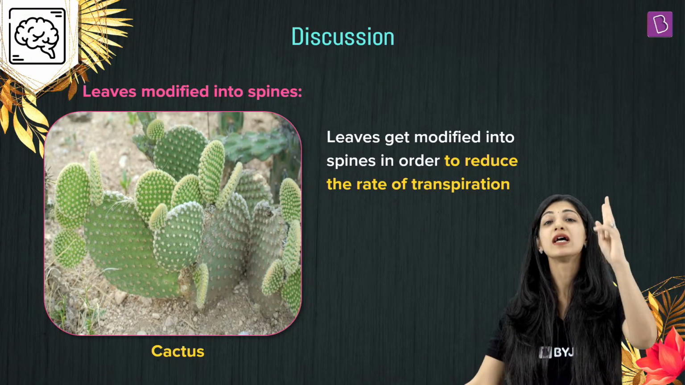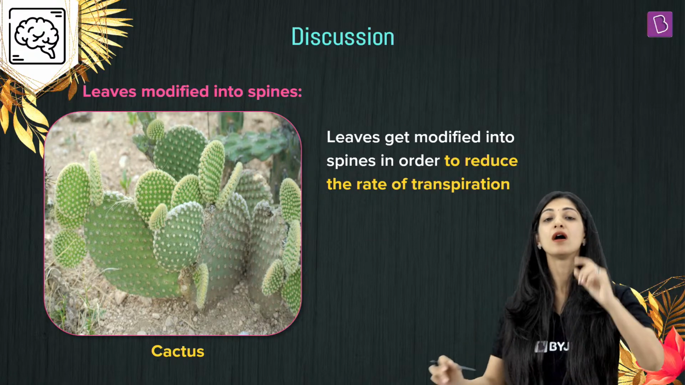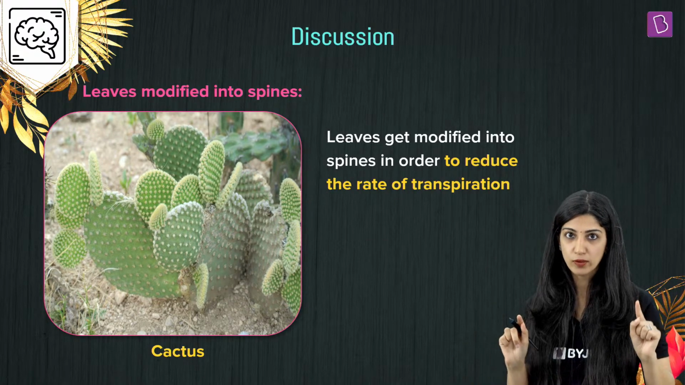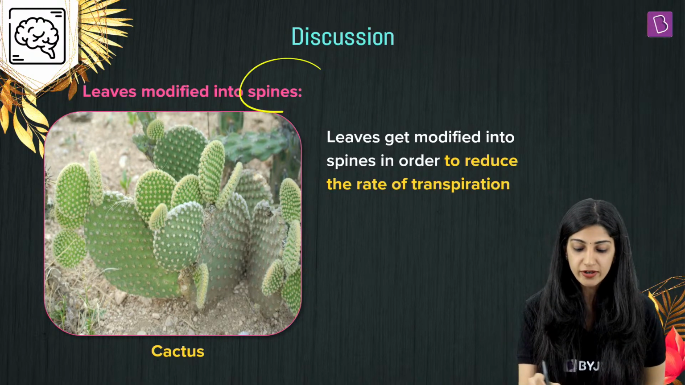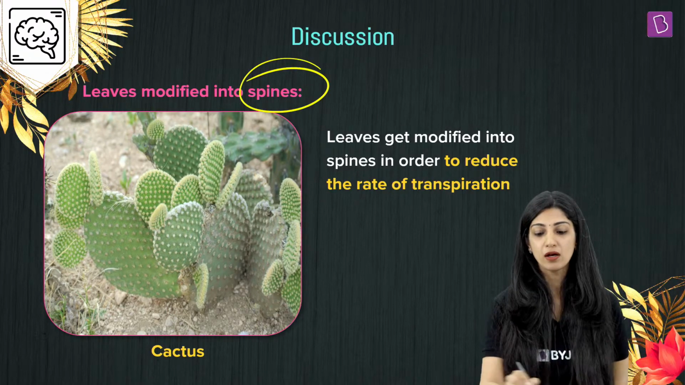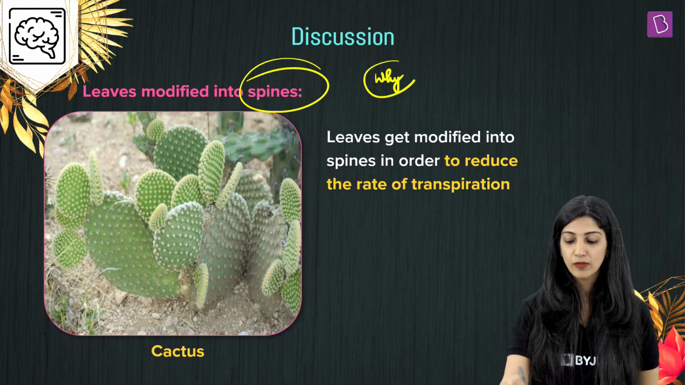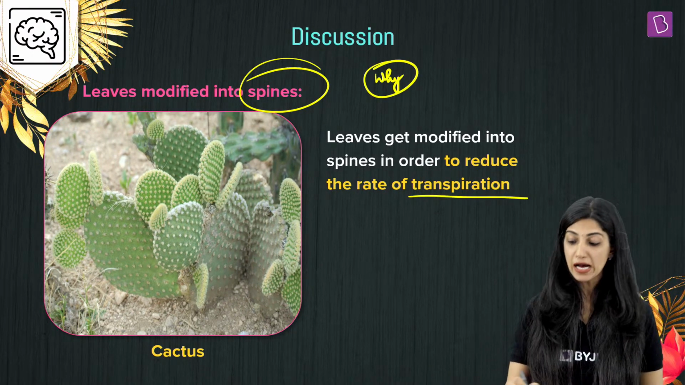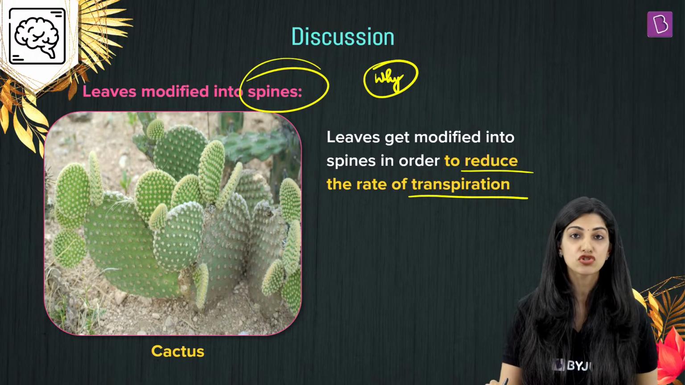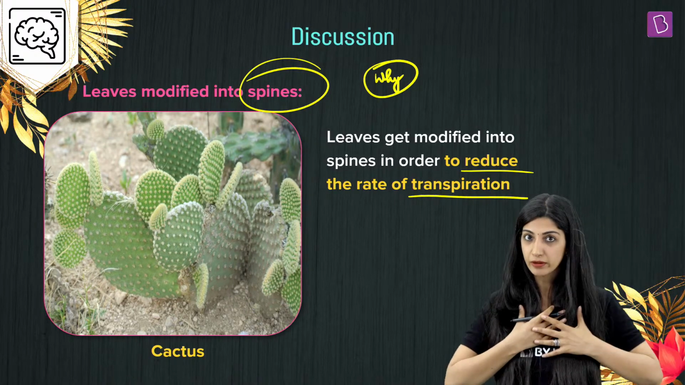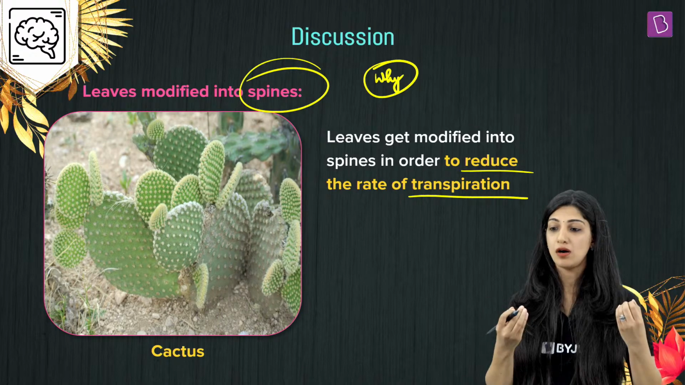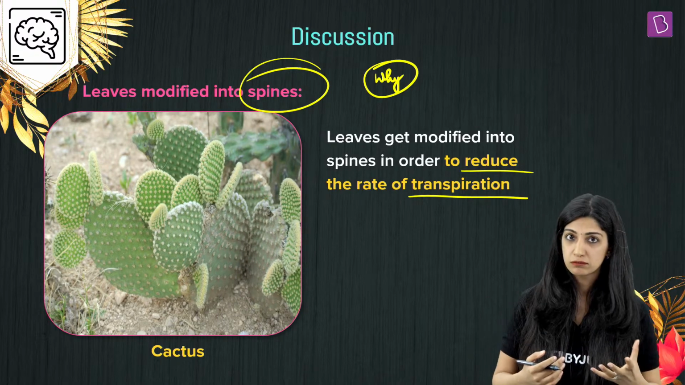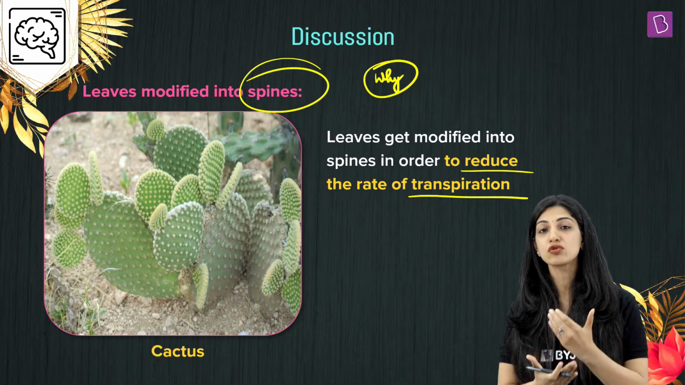Second modification, leaves get modified into spines. We will not mug it up. Okay? So leaves get modified into spines for why? We will get to the why. What is the keyword? The keyword is given to you. Transpiration. I want to reduce transpiration because I'm the plant. I am growing in a very water deficient area. I'm growing in a desert. What do I do? I cannot afford to lose water.